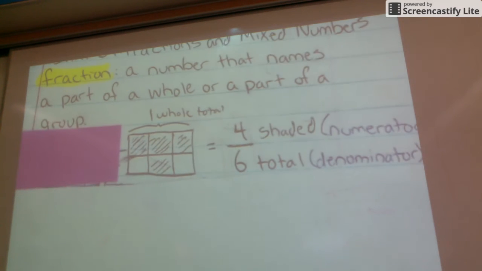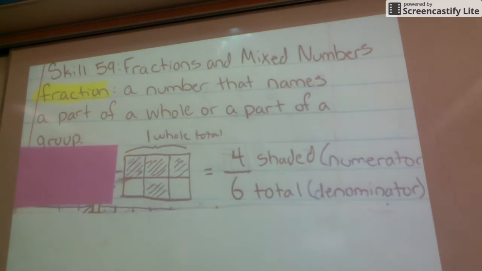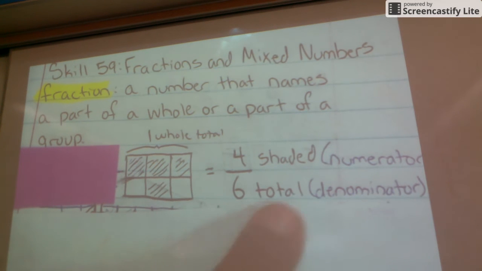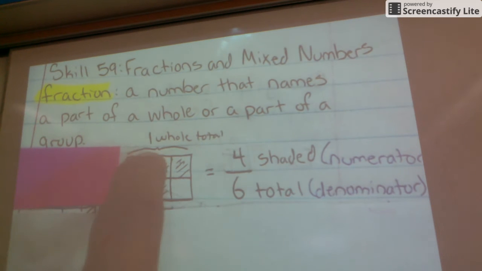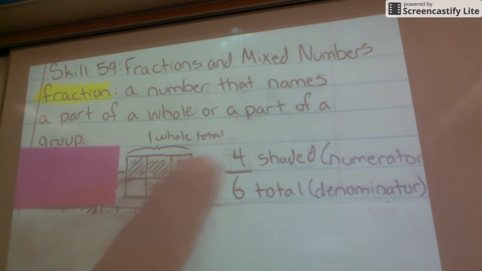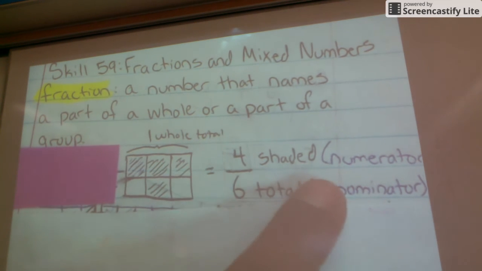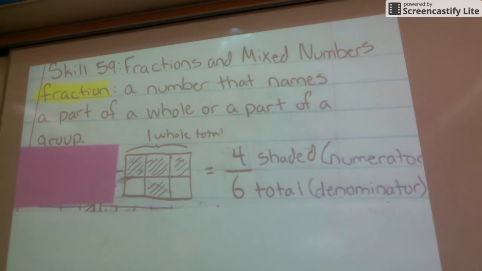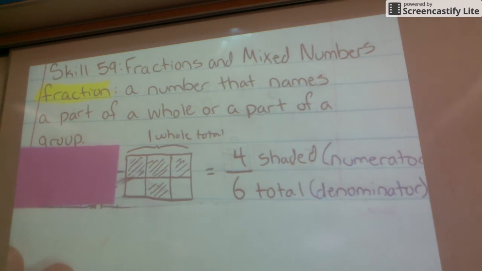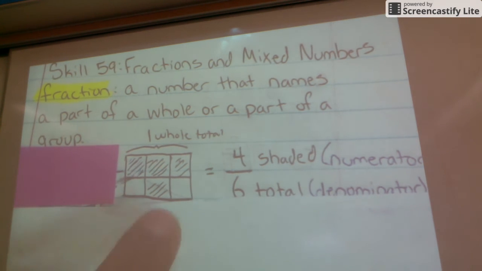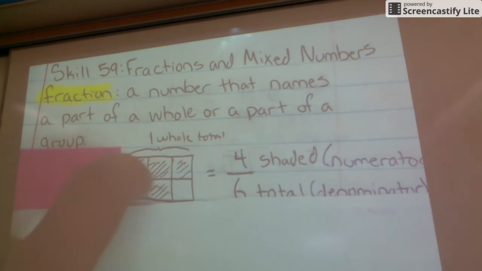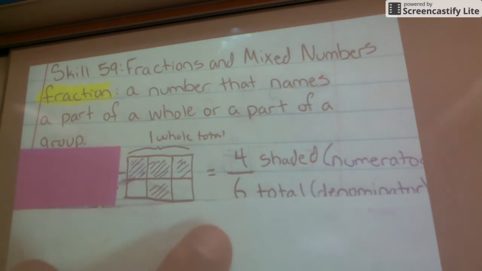Six different total pieces, which we put as a fraction like this. Six total pieces, which is the denominator. Now, in this, we only take four out of the six, which means we have four shaded, which is the numerator. So that's good enough. But what we need to do now is take that fraction and put it on a number line.